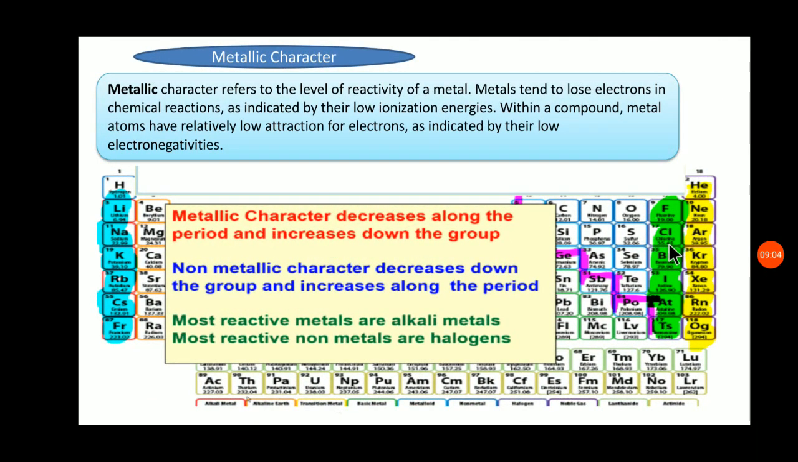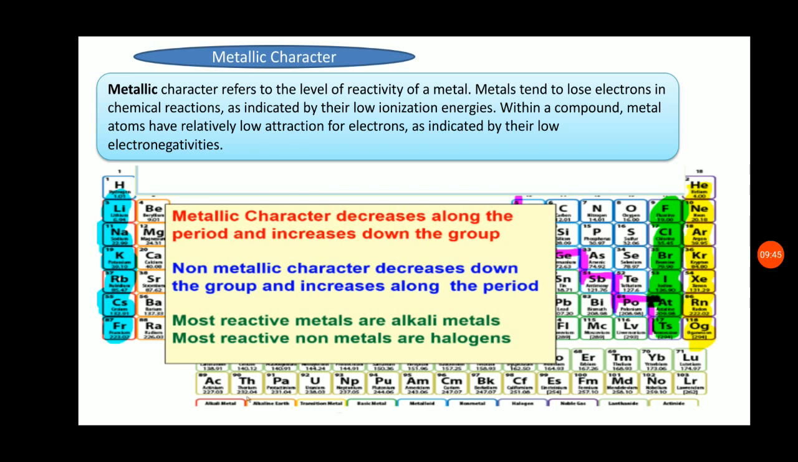Next, metallic character. Metallic character refers to the level of reactivity of a metal. Metals tend to lose electrons in chemical reactions, as indicated by their low ionization energy. Within a compound, metal atoms have relatively low attraction for electrons, as indicated by their low electronegativity. Trends in metallic character.